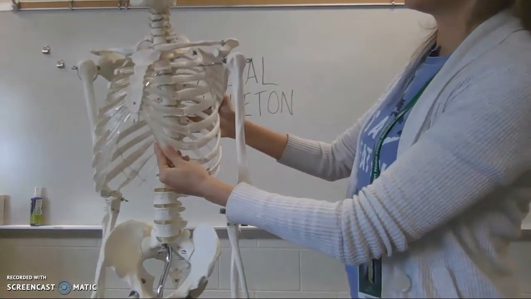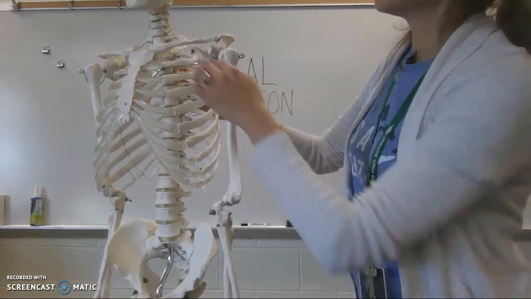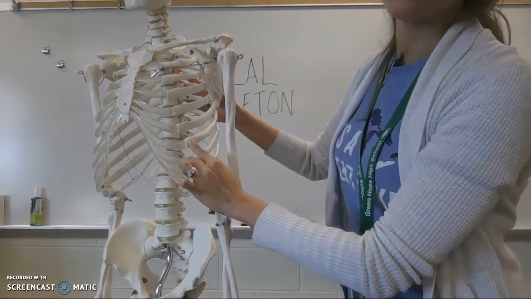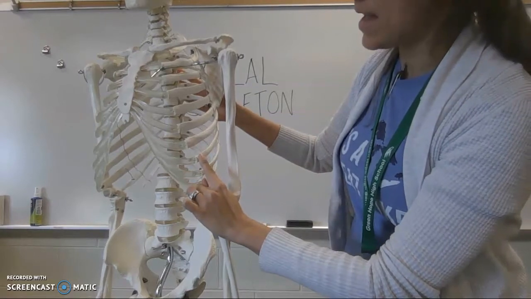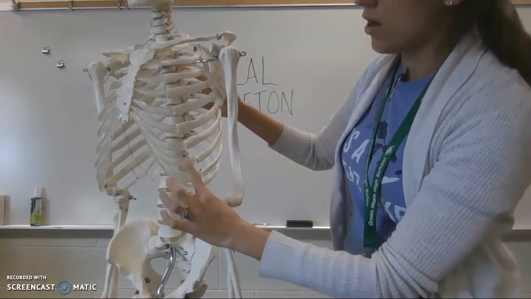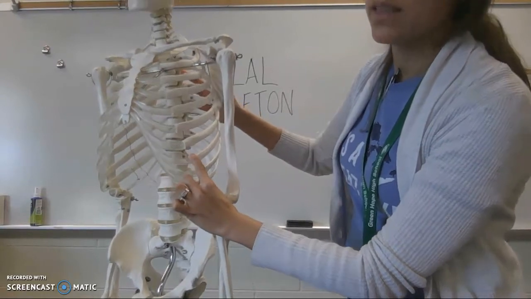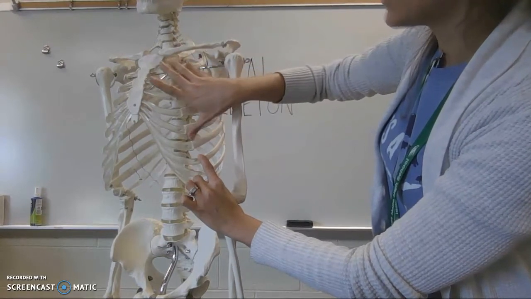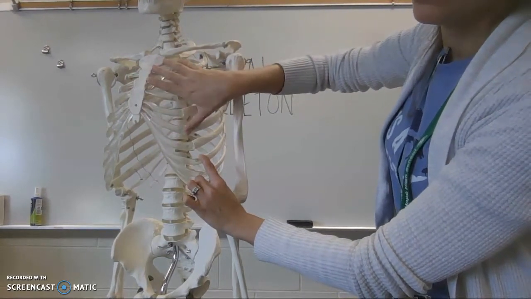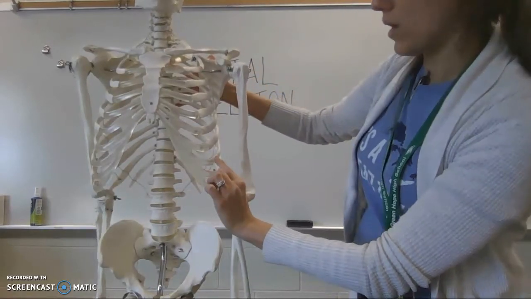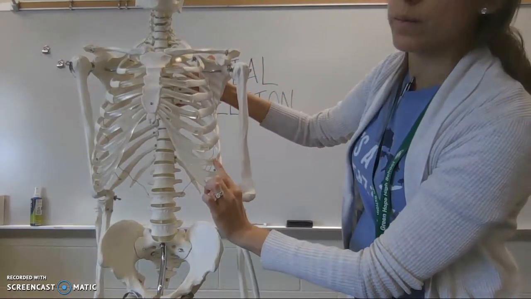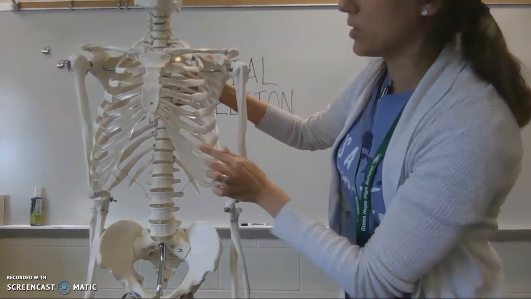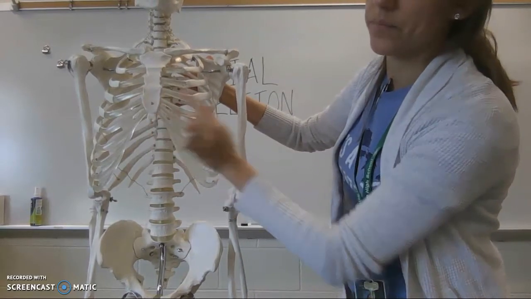Looking at our ribs, we have 12 pairs of ribs. The first 1, 2, 3, 4, 5, 6, 7 are known as our true ribs. Ribs 8, 9, and 10 are known as our false ribs. The difference between the true ribs and the false ribs are that the true ribs attach directly to the sternum by way of cartilage, whereas ribs 8, 9, 10, the false ribs, their cartilage has to attach to the cartilage of rib number 7 in order to reach the sternum.